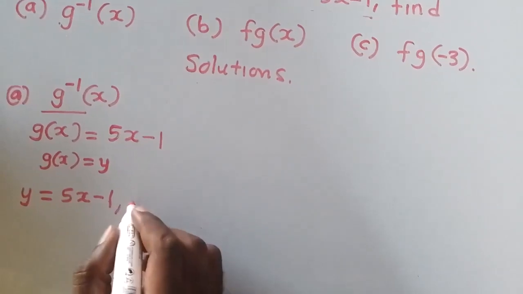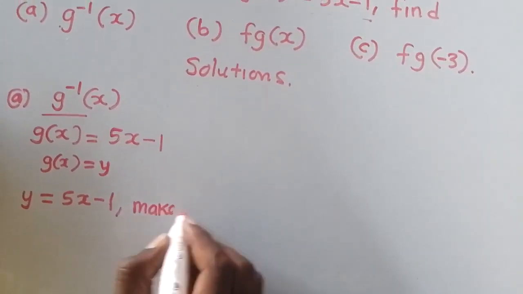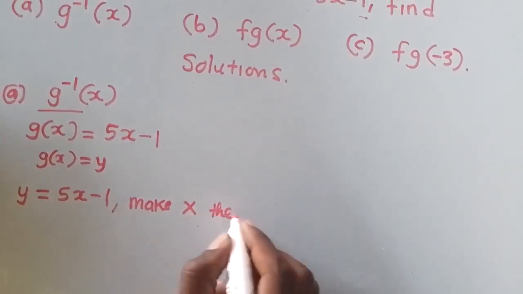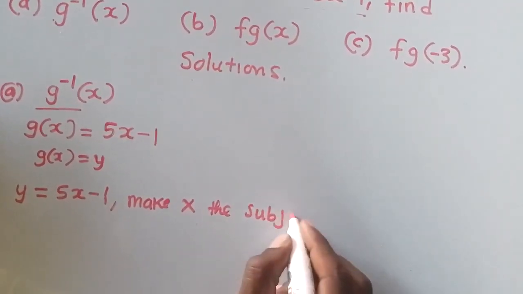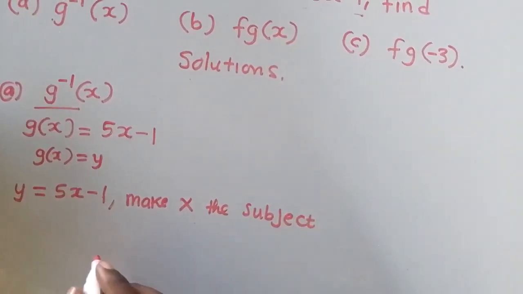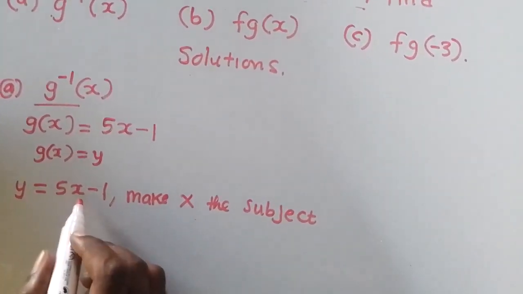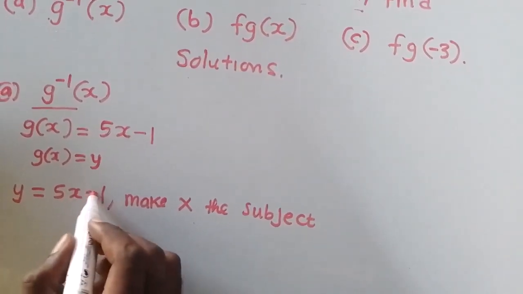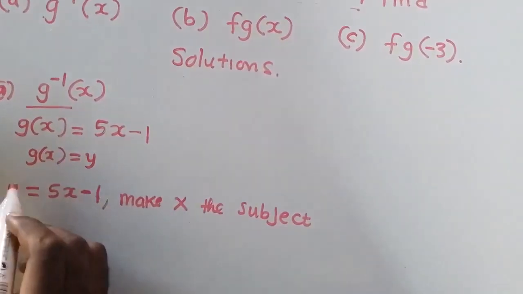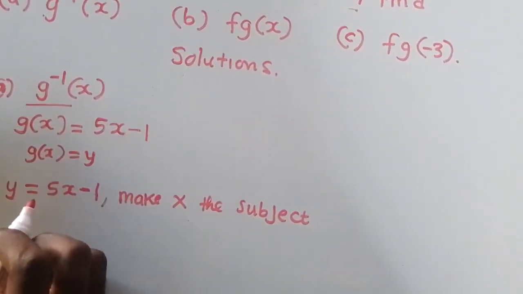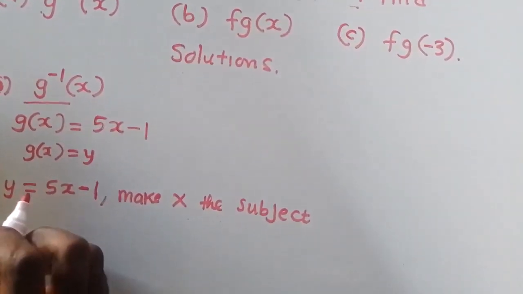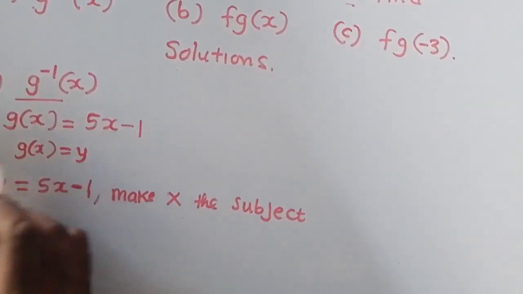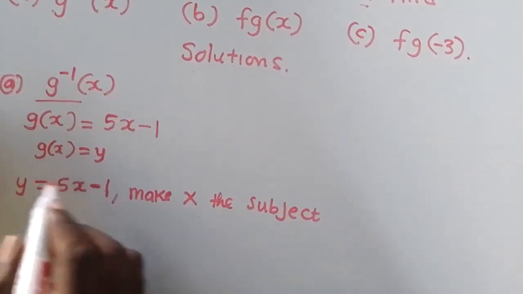After reaching here, you need to make x the subject of the formula. Making x the subject means that this number here is going to go to the other side of the equation. If a number crosses an equal sign, the sign of that number changes. So if this is a negative, when it goes this side, the sign will change, so it will be a positive.